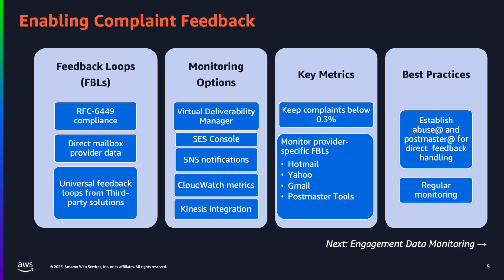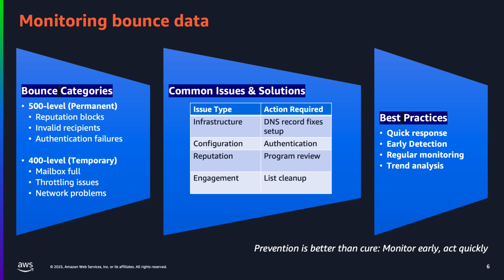All senders should establish abuse@ and postmaster@ addresses for direct feedback handling, as complaints are among the most critical factors mailbox providers consider when routing messages to inboxes, spam folders, or blocking them outright. Complaint monitoring is essential for understanding both who is complaining and why they are complaining, to maintain program health and high deliverability for your email program. Next, we will discuss monitoring engagement data and its importance.